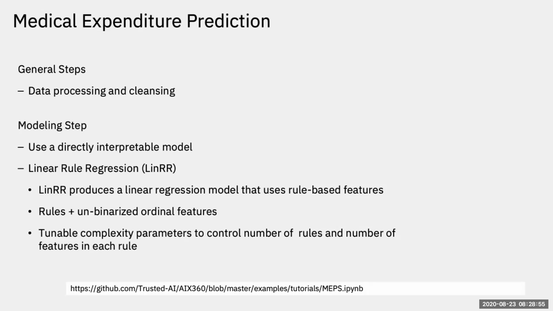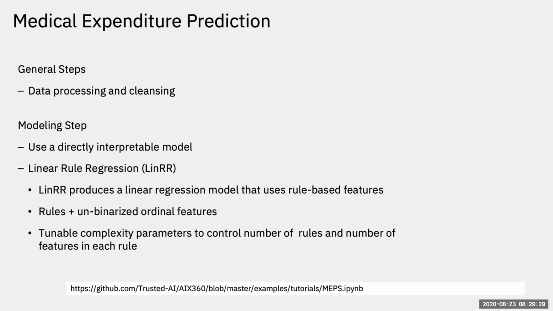As mentioned before, we are going to use a directly interpretable model. Our model of choice is linear rule regression. Linear rule regression is a linear model that uses rule-based features. What it means is that these features can be conjunctions and disjunctions of various kinds of rules, things that can often look like branches of decision trees. It uses the recent advancements in optimization techniques to build such a model.